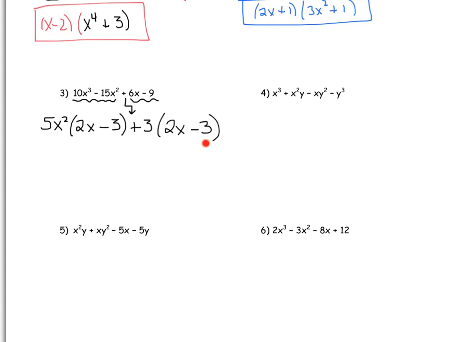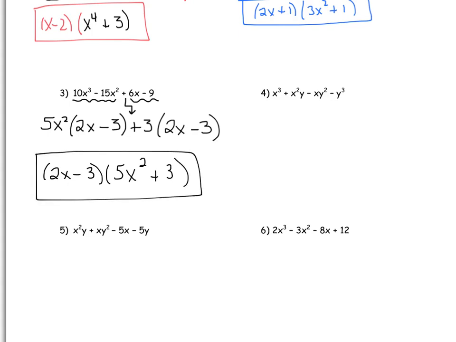So these two parentheses must be the same in order for you to finish and take out that GCF of 2x minus 3, and I'd be left with 5x squared plus 3 left over. So basically what's happening is this one and this one form a GCF, which I put out here, and after I divide it, I'm left with this and this to form the other set of parentheses.